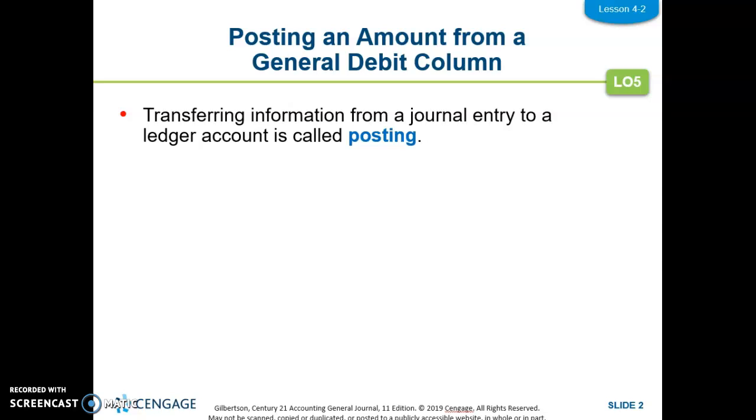There are two rules for posting amounts from a journal. One, separate amounts in a journal entry or a journal's general amount column are posted individually to the account written in the title column. And two, separate amounts in a journal's special amount columns are not posted individually. Instead, the amount columns are posted as totals at the end of the month.